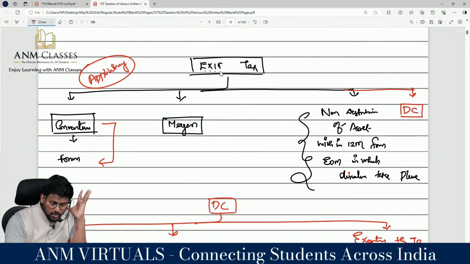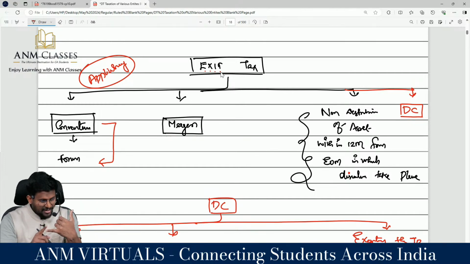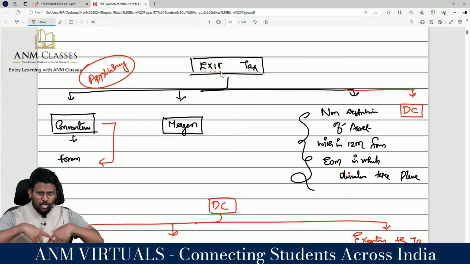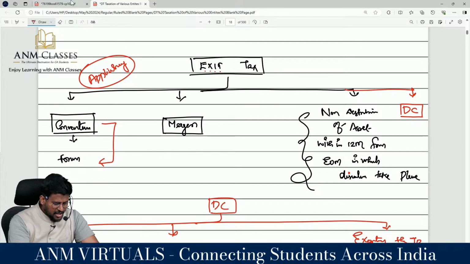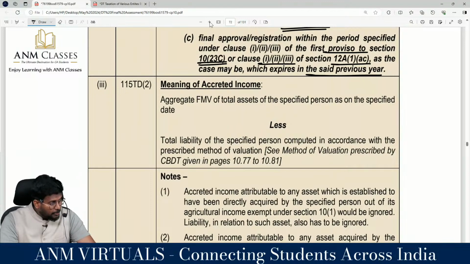1, 2, 3, 4. There are 4 circumstances in which you are liable to pay exit tax. Number one, conversion. You are converting from one form to another. You are merging. You are not distributing within 12 months from the end of the month in which the dissolution takes place. And the Act is saying that, sir, if your registration has been cancelled, we will be treating it as a deemed conversion.